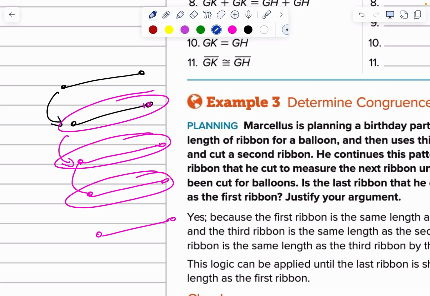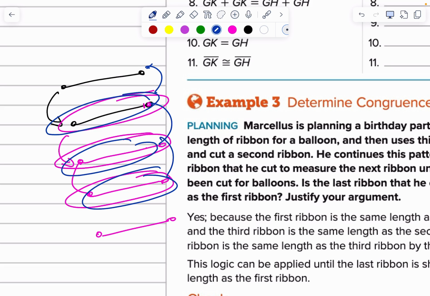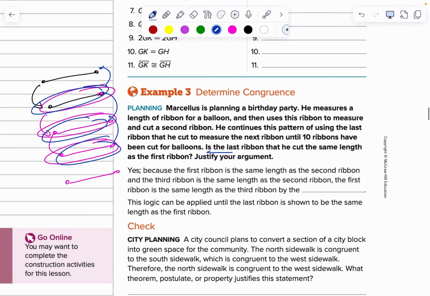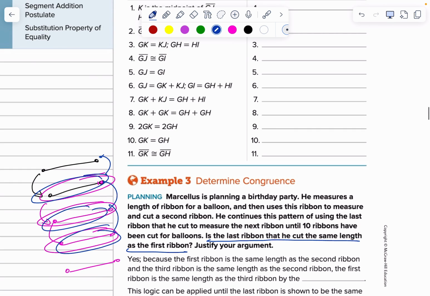Okay. But let's assume that he measured exactly perfectly, right? And this one matches this one, and this one matches this one, and he does it for 10 times. Is the last ribbon that he cut the same length as the first ribbon? Yes, if he did it right. Yes, it is the same. Now, why? Because the first one will be equal to the second one, and the second one will be equal to the third one. So the first and the third one are the same. And then the third one will be equal to the fourth one, and the fourth one is equal to the fifth one, so the third one's equal to the fifth one, and then the first one's equal to the fifth one. Does that make sense?